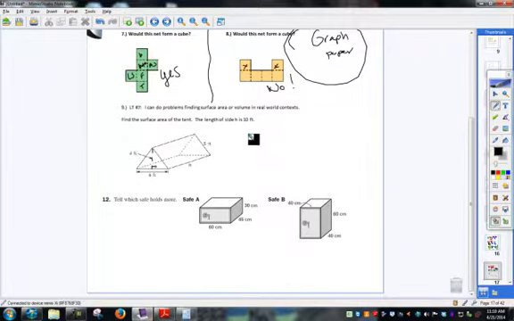All right, so you got to find the surface area. So again, you got to give names to these sides. That's the way you got to do it. Okay.